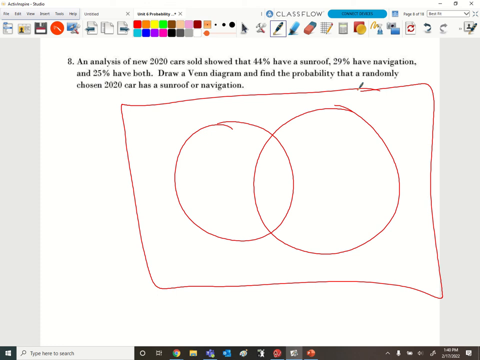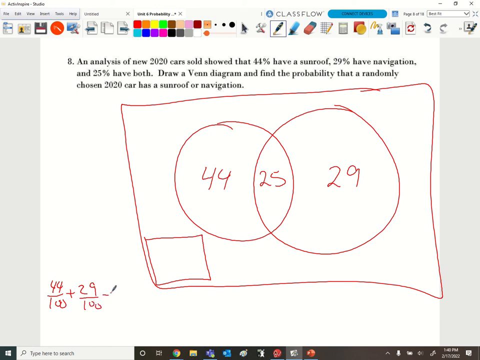Looks like this. I have 2 categories. So my first one's going to be 44%, and then next one over here is going to be 29. But what do they have in common? 25. So 25% is in common, right? And now I got to try and figure out the rest, what the total is over here, right? So the math on this is going to be 44 over 100 plus 29 over 100. And what am I subtracting? 25 over 100.